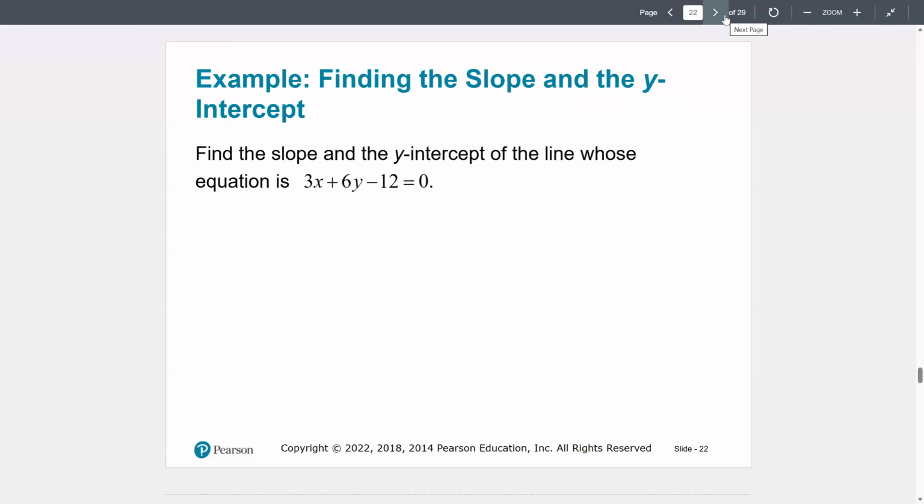So we want to find the slope and y-intercept of a line whose equation is 3x plus 6y minus 12 equals 0. Anytime you need to find slope and y-intercept, we're just going to solve the equation for y.